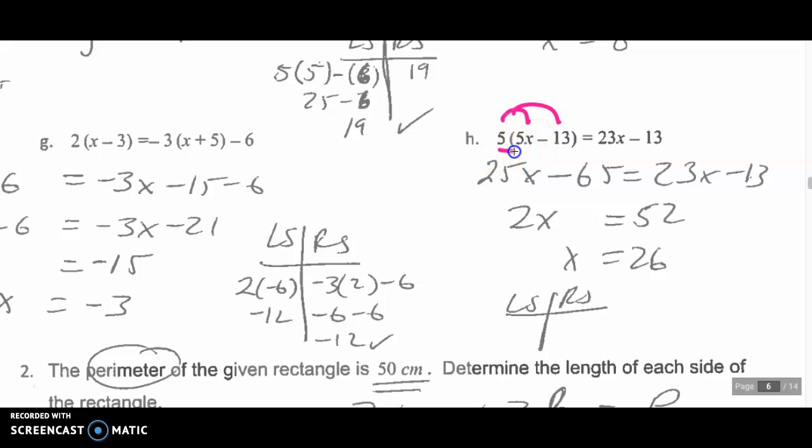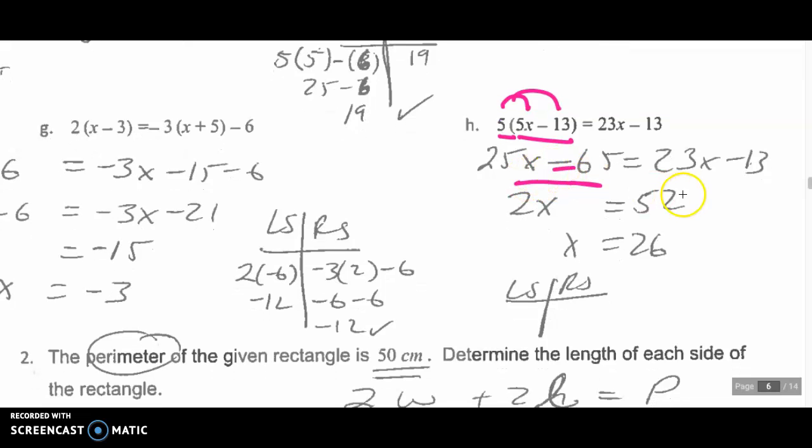Okay, so you're going to open the bracket by multiplying everything in front of the bracket by what's inside the bracket, everything in the bracket by what's outside the bracket. So 5x times 5 is 25x, minus 13 times 5 is minus 65. And then I have an equation that has variables on both sides.